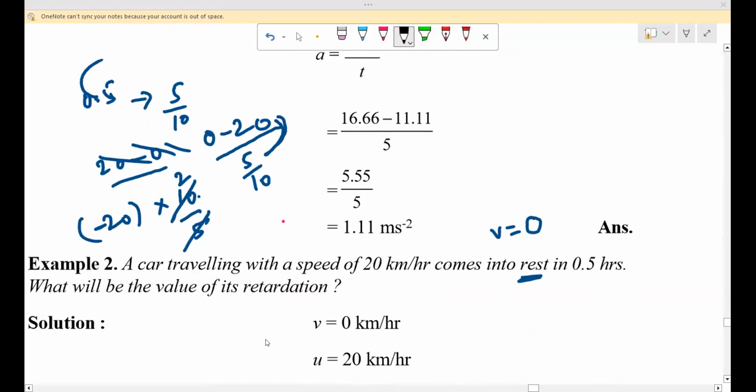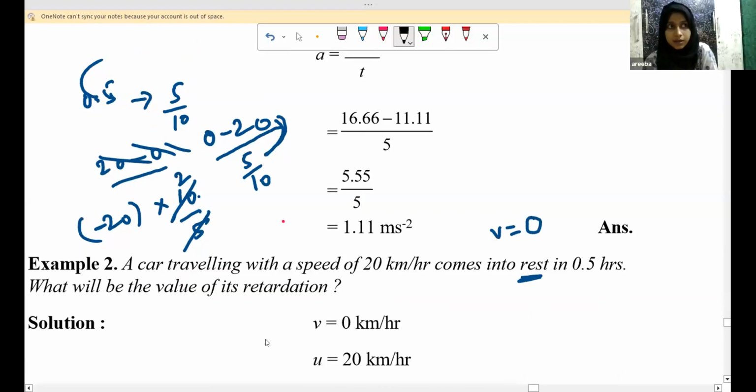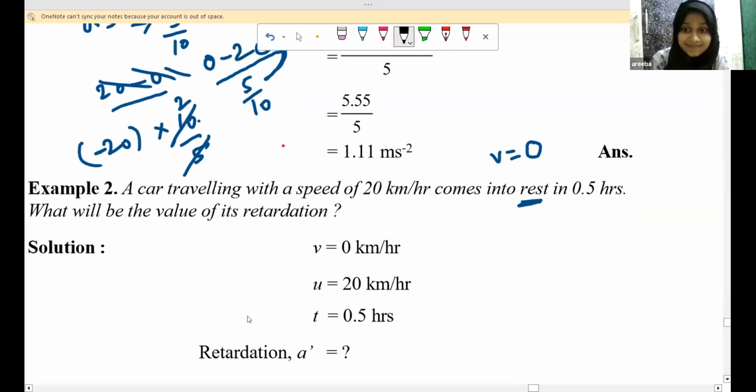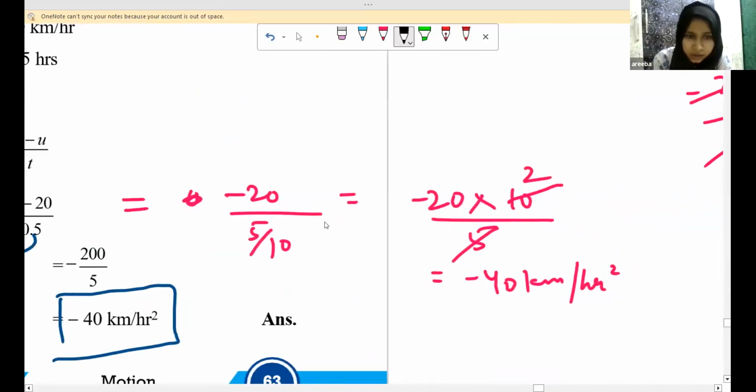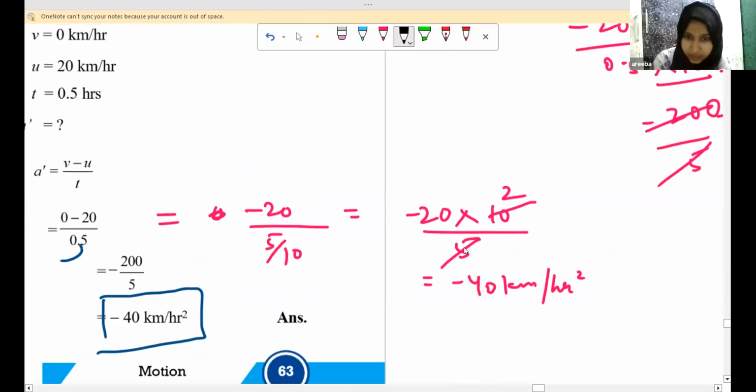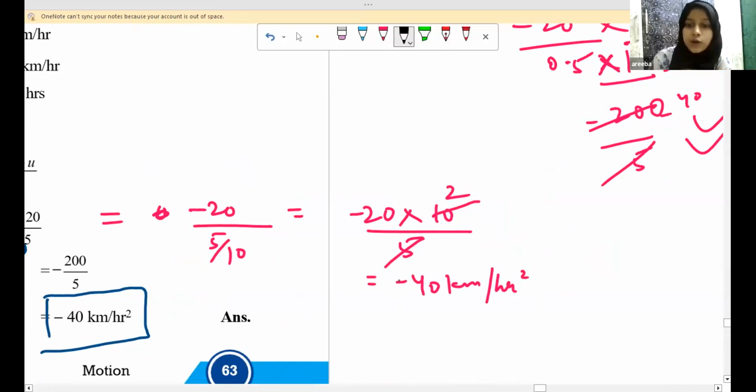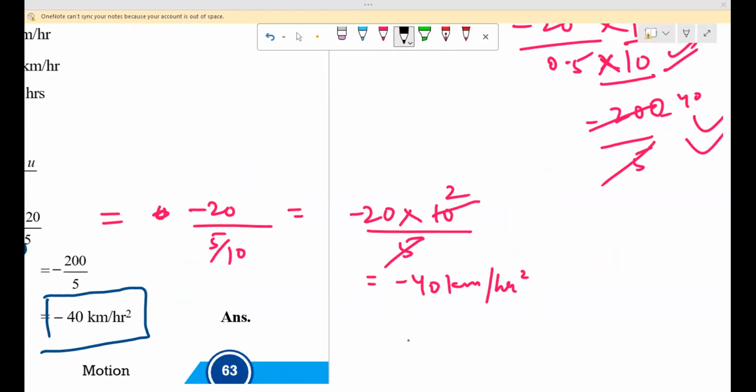How much are you getting? 24 minus 4? Minus 4? Look, it will not be 4, it will be 40. This is a calculation mistake. 0.5 I can also write as 5/10. Decimal to fraction, written in fraction, the 10 will get reciprocated and go there. So 20 into 10 upon 5, all into minus, right. So minus 40 kilometer per hour square will come. Okay, we have to convert the decimal to fraction.